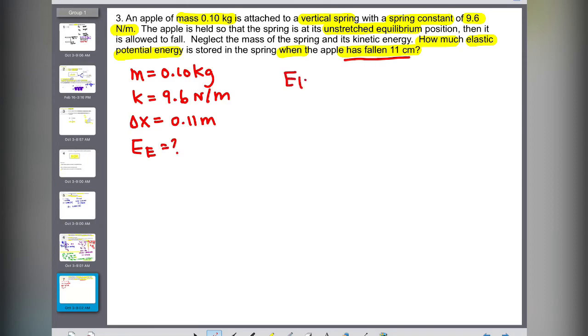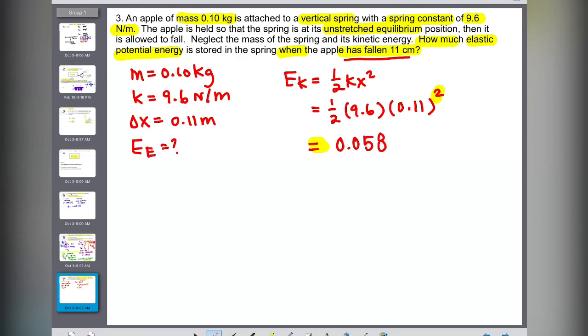So the equation for elastic potential energy is 1/2 kx squared. And so I just straight plugged it in. The only thing is make sure your unit is correct. Common mistake is sometimes we forgot to square, but that's pretty much it. So pretty straightforward. So 0.5 times 9.6 times 0.11 squared equals 0.058 joules.